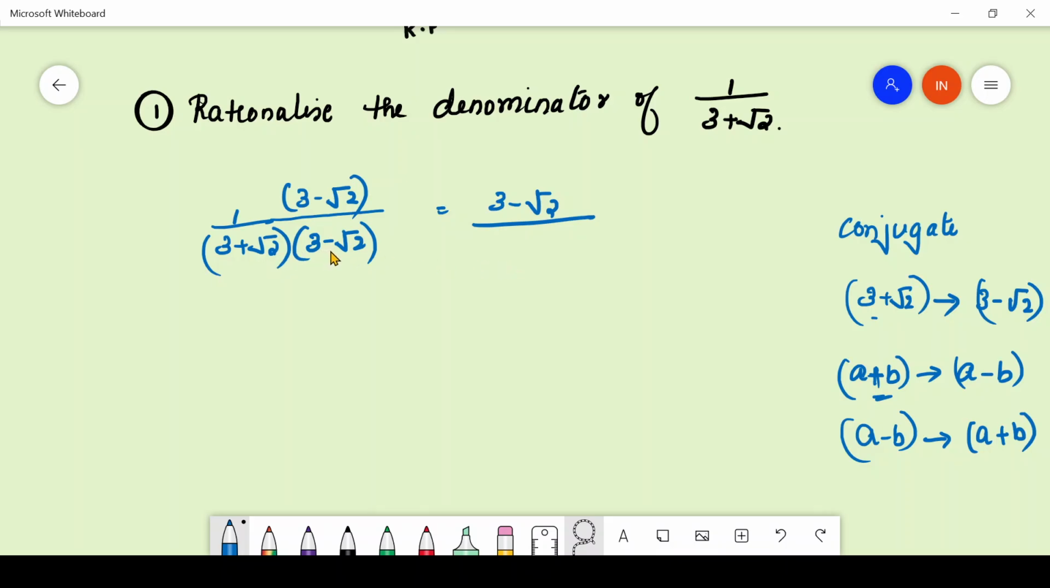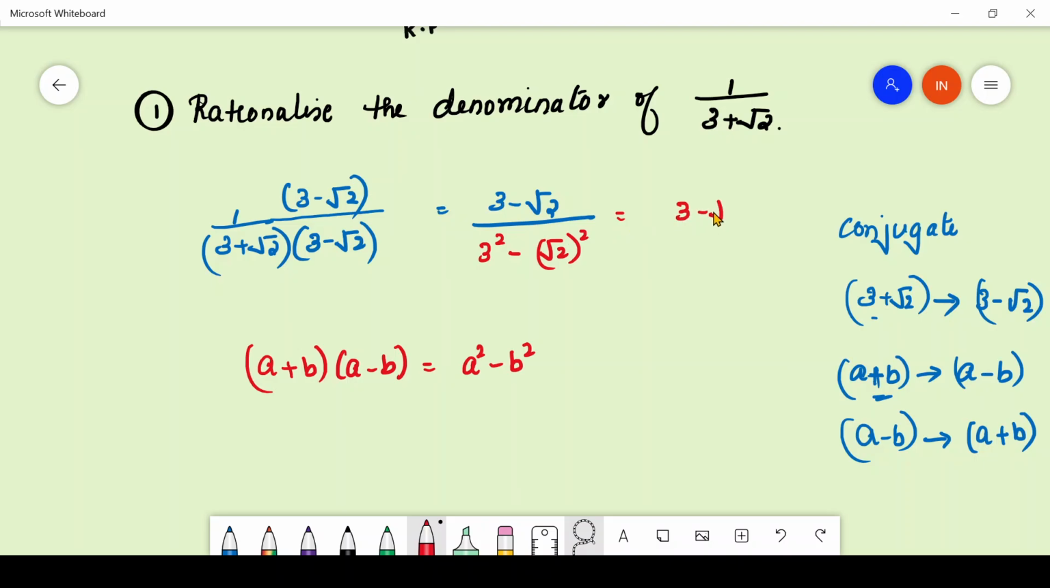into a minus b. You know what is a plus b into a minus b, right? So a plus b into a minus b will be equal to what? It is a square minus b square. Very good. So here a is 3, that is 3 square, minus b is root 2 the whole square, right? So how can we do this? Now 3 minus root 2 divided by 3 square is 9, minus root 2 the whole square.